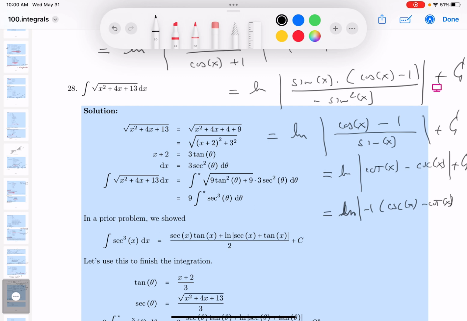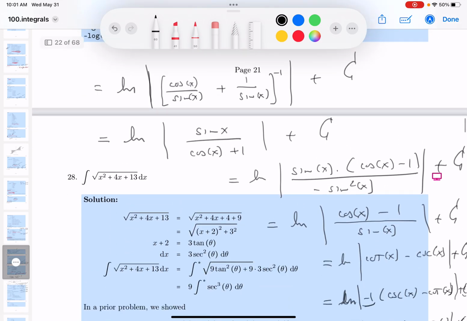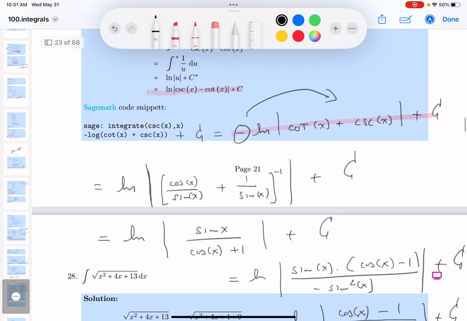And we're basically back in the same loop, by the way. What do I mean? The absolute value of this is going to be 1. So we're really left with the natural log of the cosecant x minus cotangent of x plus c. So yeah, it's an equivalent answer. It may look different to you, but it's an equivalent answer, and we're getting the same exact answer right now.